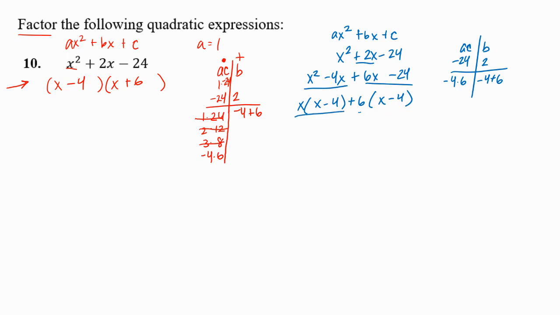Now we have a product here and a product here. Both of those have an x minus 4 in common, which I would factor out. I take it away from the left, I'm left with an x. If I take it away from the right, I'm left with a positive 6, which is the same factored form that we got in the previous one. Either way is acceptable. Obviously, the shortcut saves us a couple steps.